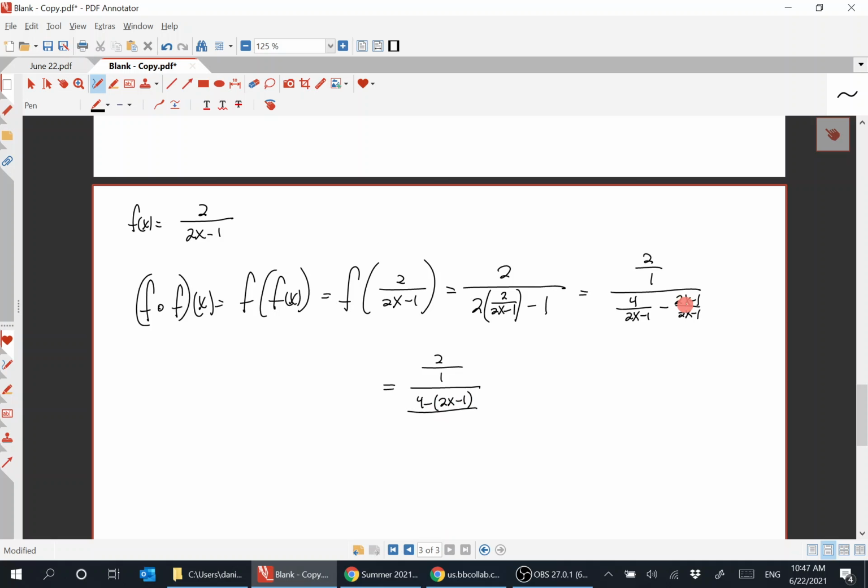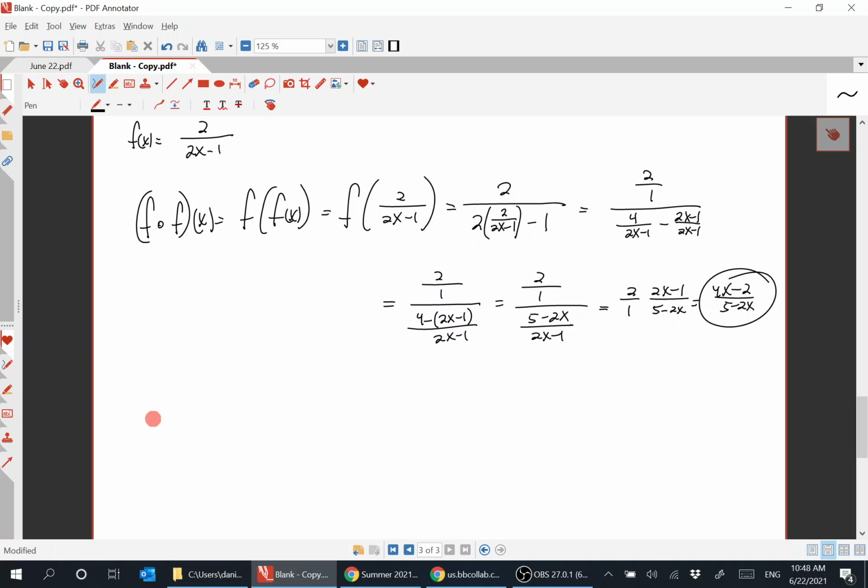All right, remember when you subtract the fraction, you have to subtract the numerators. So it's 4 minus the whole of 2x minus 1. So I need that parentheses there. So that becomes plus 1. So 5 minus 2x. So in the end, this becomes 4x minus 2 over 5 minus 2x.